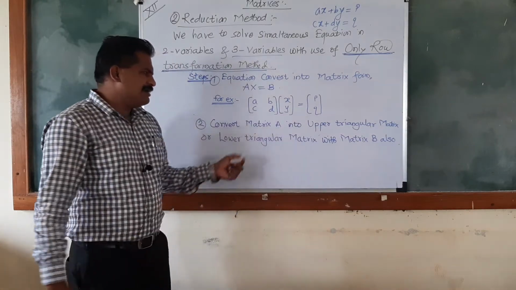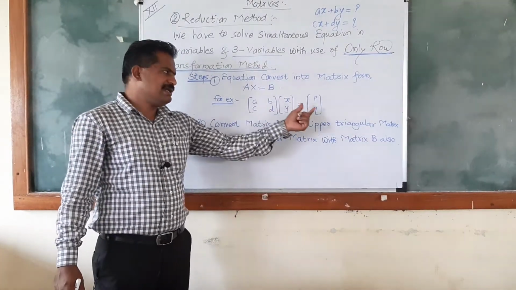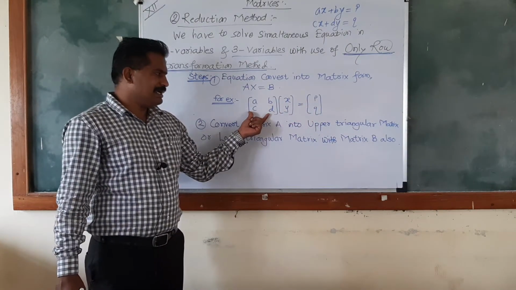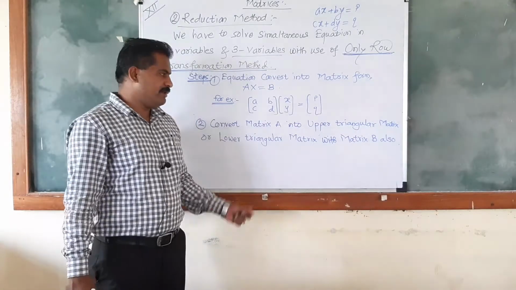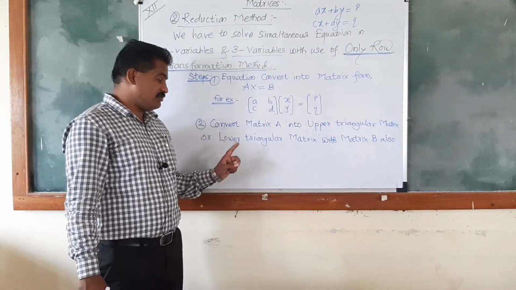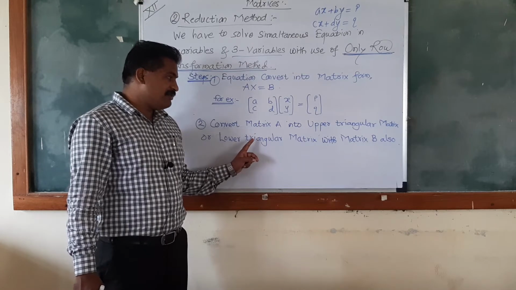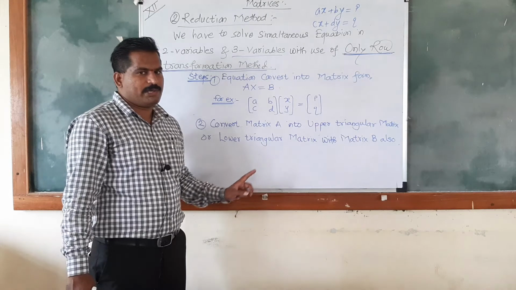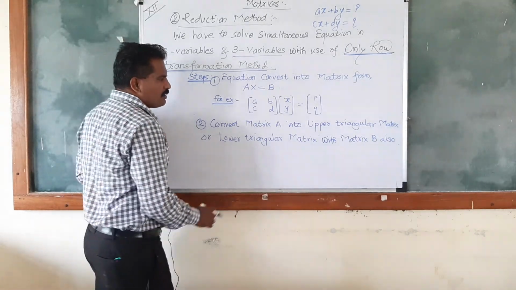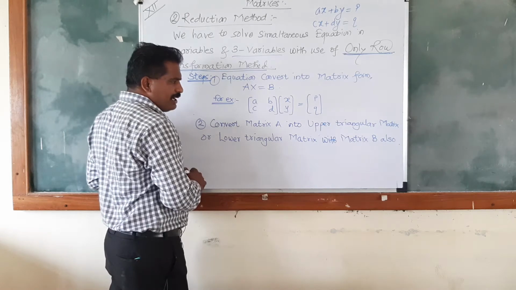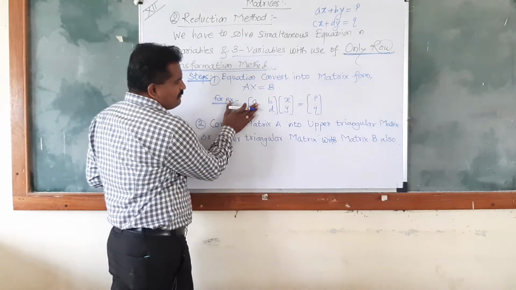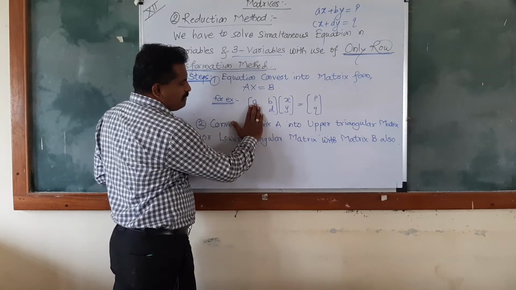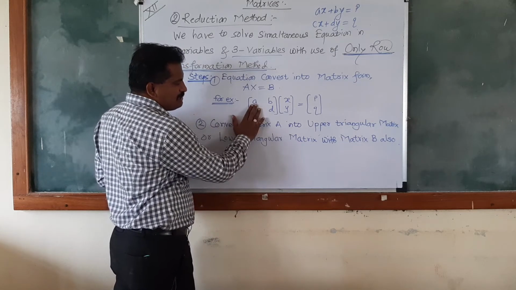If LHS is changed, then RHS must be changed. Therefore, we change A and B also, by row transformation and column transformation. Using only row transformation, we convert this matrix into upper triangular or lower triangular. If we convert this matrix into upper triangular, this C is 0.